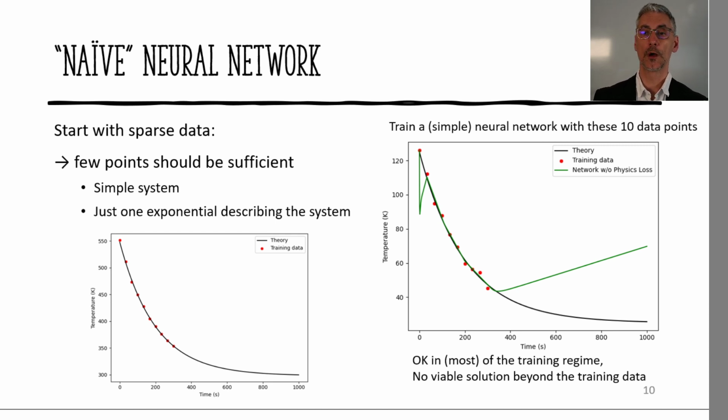And why is that? Well, the neural network has picked up on the data points, but it hasn't actually learned the physics of it all. It hasn't learned the differential equation, and it hasn't learned the time constant.